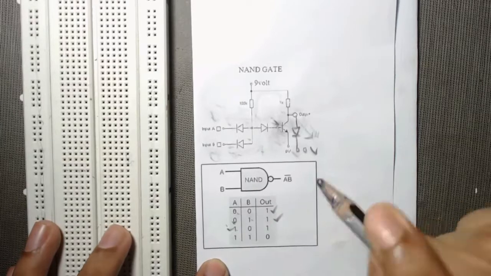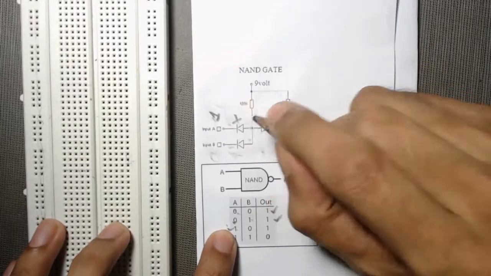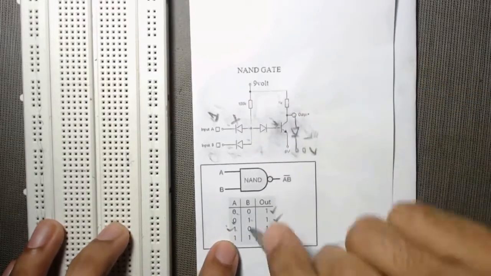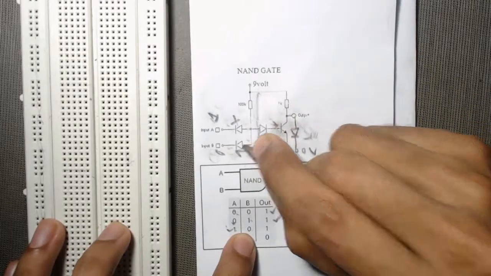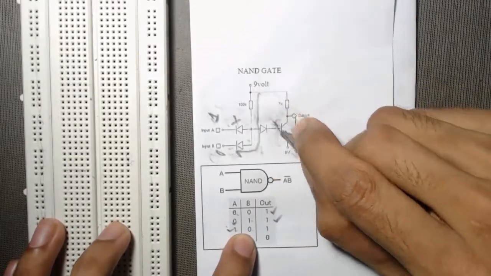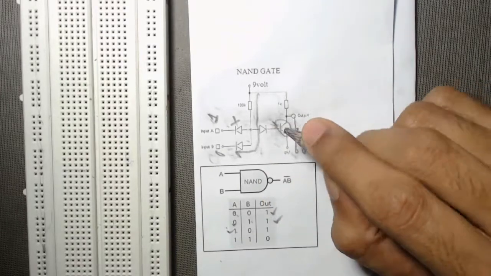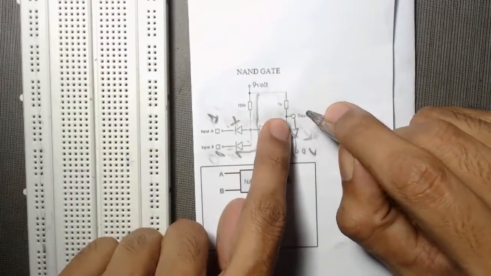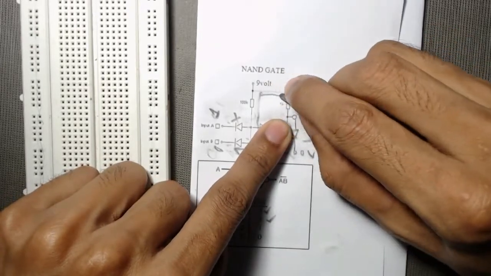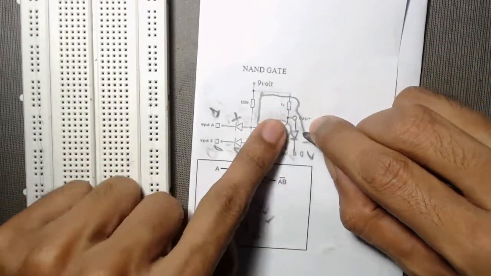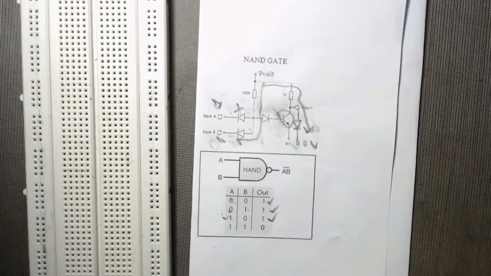Similarly, for the third set of input, if A is 1, then this diode will be in reverse bias, so this will not conduct. But in this case B is 0, so the second diode will allow current to flow, so the transistor will not get the required current in its base terminal. So this will again be an open switch. So the entire current flowing through this 1K resistor will flow through this output LED and we will get 1 at the output.